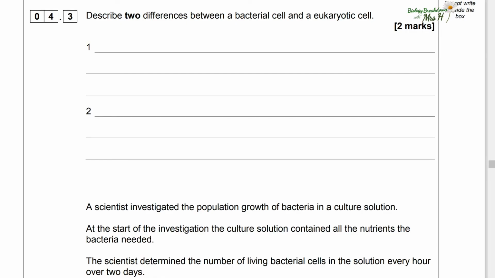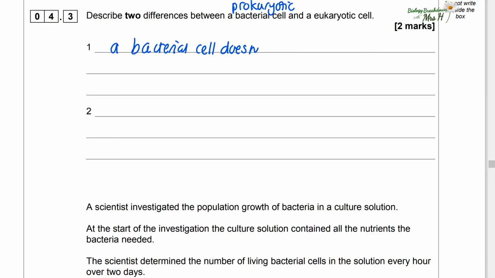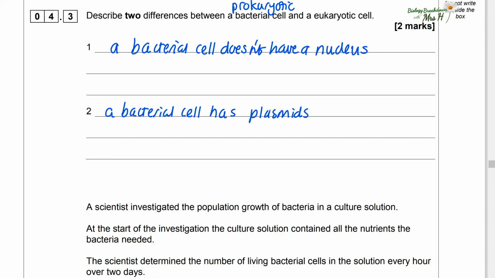Describe 2 differences between a bacterial cell and a eukaryotic cell. A bacterial cell is also a prokaryotic cell. So one difference would be that a bacterial cell doesn't have a nucleus, and another one would be that a bacterial cell has plasmids. You might have also put that a bacterial cell is smaller or does not have mitochondria.